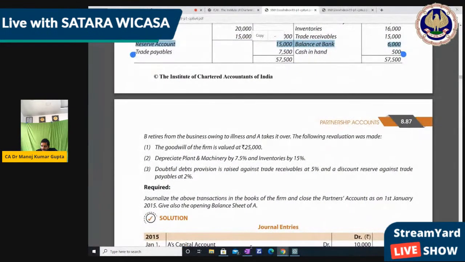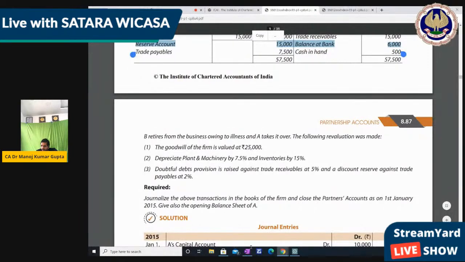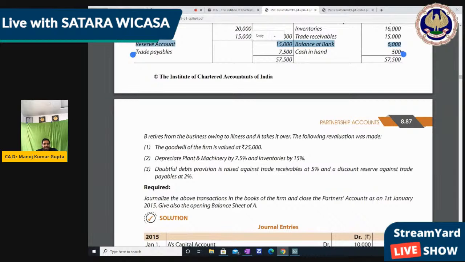Generalize the above transaction in the books of the firm and close the partner's account as on 31st March on 1st January 2015. Give also the opening balance sheet of A. So they had asked general entry, partner's capital account, and balance sheet. All things they had asked. But if we make it the proper way, that is revaluation, partner's capital account, and balance sheet. Right? Let's start.